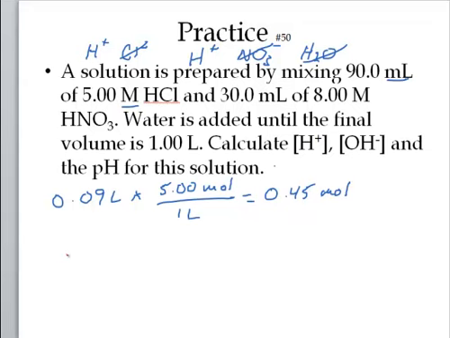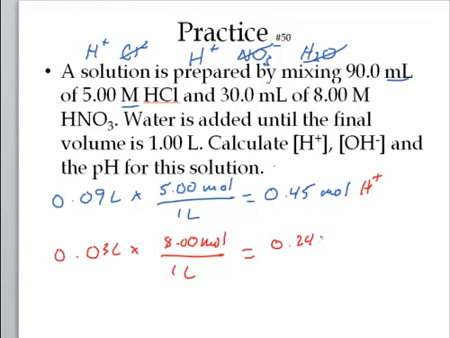Now let me write my H plus there. Now for my nitric acid, I've got 0.03 liters, and the molarity there is 8.00 moles per 1 liter, and that's going to give me 0.24 moles of H plus. All right, now I've got to find the concentration of those two things plus the pH. Well, as you know, I've got moles here. Let's find my total moles, because again, it's floating around in the whole beaker. So that would be 0.69 moles.